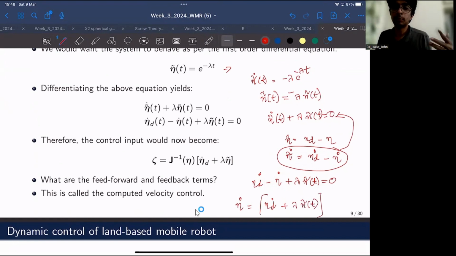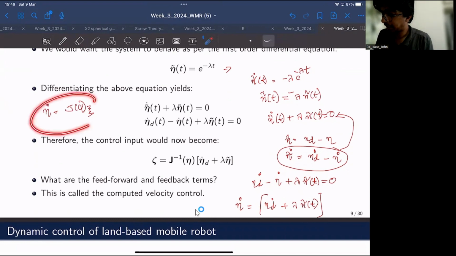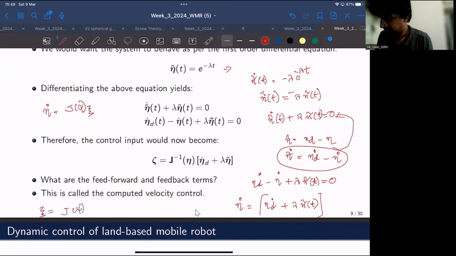And as you know, the control input will always be given with respect to the body's frame of reference, because the actuators are attached to the body of the robot, and the control input will be given with respect to the robot frame of reference. So you also know eta dot is J of psi multiplied by zeta. So if you find zeta and substitute into this equation, you will get the controller: zeta is nothing but J of psi inverse times eta desired dot plus lambda eta tilde of t.